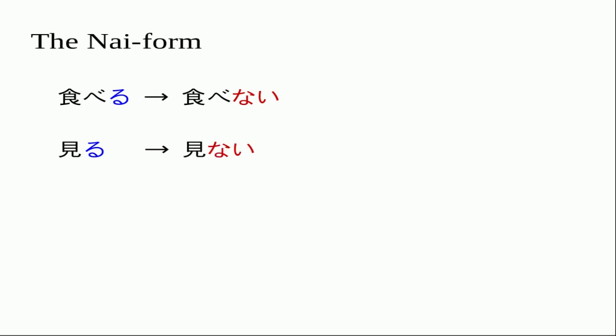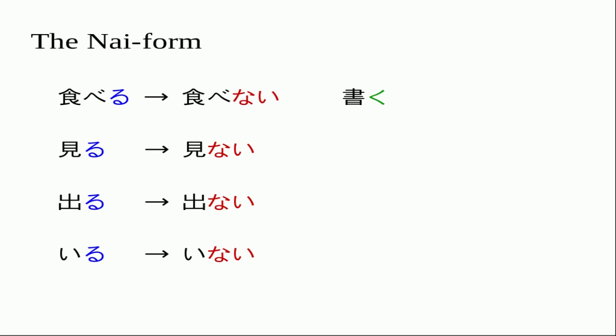So to put it in example, for ru verbs, we have taberu as in eating, and it becomes tabenai as in not eating. Miru as in look or see, and minai as in don't look. Deru as in to go out, or rather to exit your apartment. Deru, and it becomes denai. We have iru as in, as I said, to exist for living things, and we have inai as in it does not exist. For u verbs, however, we have kaku as in to write, and it becomes kakanai.